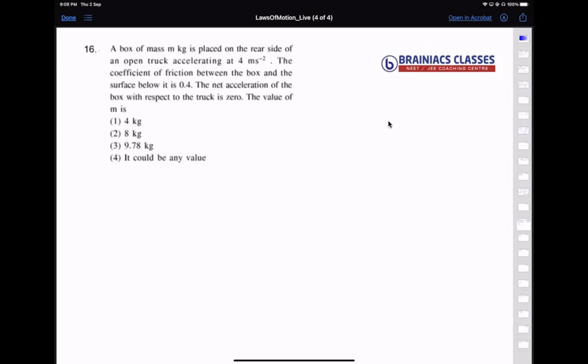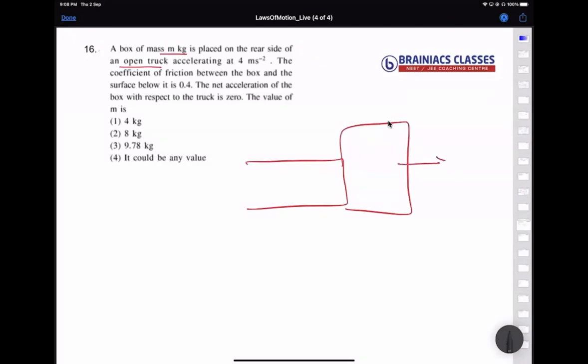A box of mass m kilogram is placed on the rear side of an open truck. The truck accelerates. I don't know how beautifully I can draw the diagram, but let's see. The truck accelerates at 4 meters per second square, and on the rear side of the truck, a box of mass m kilogram is placed.